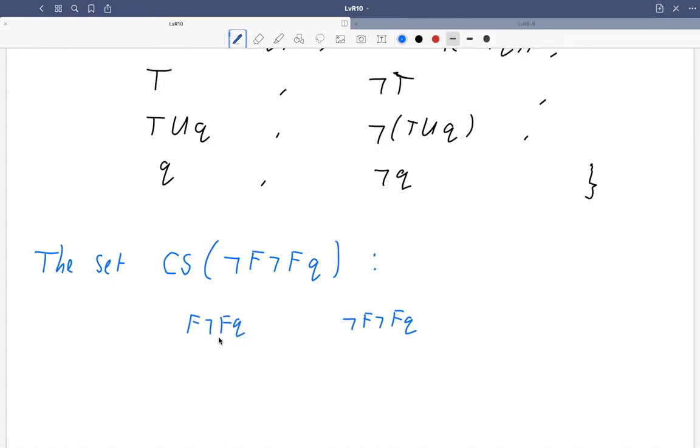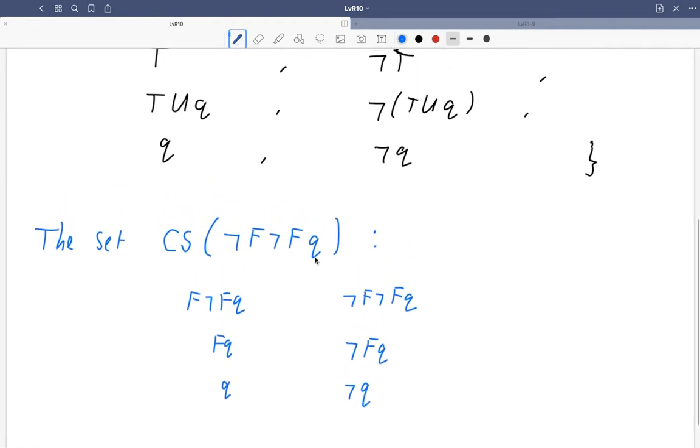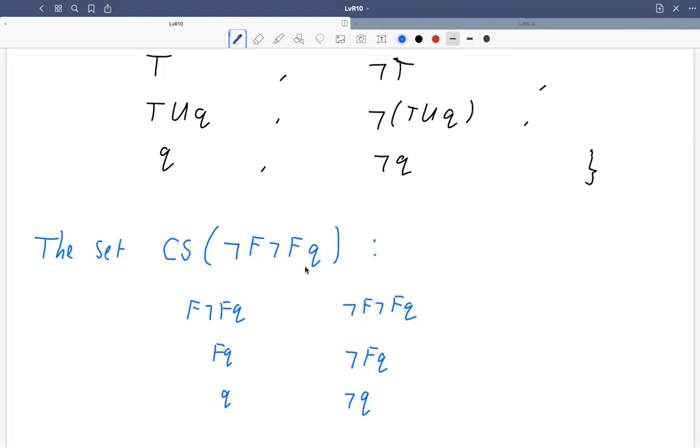We've now got a future operator, so we just include the argument of the future operator, which is not FQ, and its negation, which is FQ. We now have a future operator again, so we include its argument and its negation, so that would be Q and not Q. So we see we've actually got a smaller set of complemented subformulas if we deal with this more concise version of the formula.